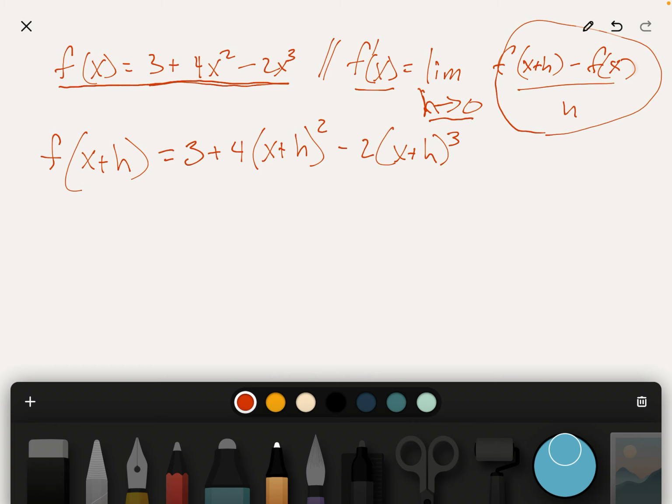So first of all, this is the hard part. What's f of x plus h? Well, when we write it out, it looks like this. That's easy enough. And now I'm going to go to another page and we're just going to review what x plus h squared is and what x plus h cubed is. And these are quantities that you might even choose to memorize. But let me show you.